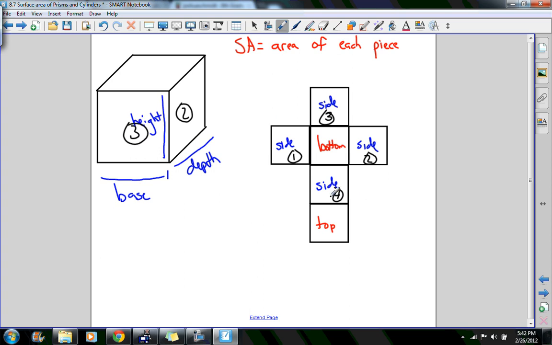What it means is you have to find the surface area of each piece and add them together. You have to add the areas of each of these rectangles together, and that'll give you the surface area of the entire figure.